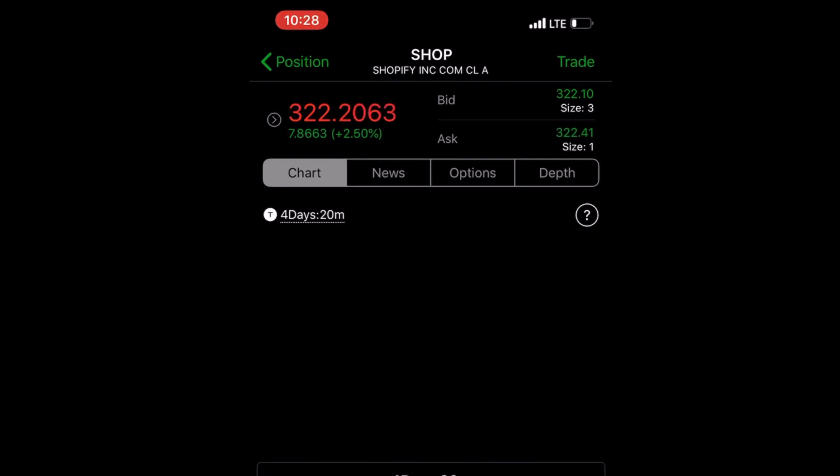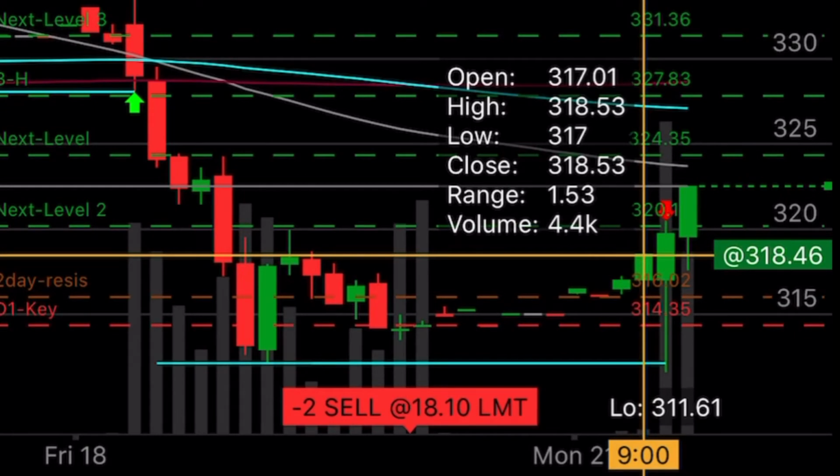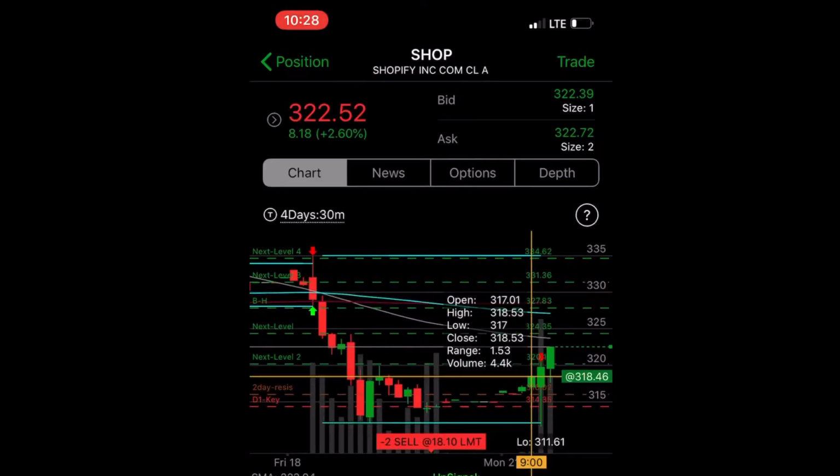So let's go ahead and take a look at the 30-minute. Well, that stop is a little low to use the low of it, but you can use the open or 320, which is what I would use right now. The 320 level is what I would use as my stop right now. So as you can see here, and then we go back to the 10-minute.